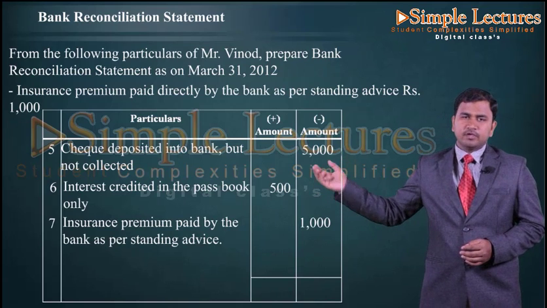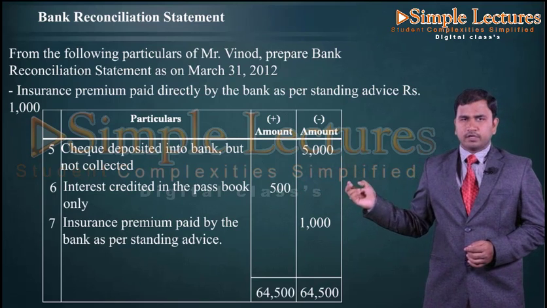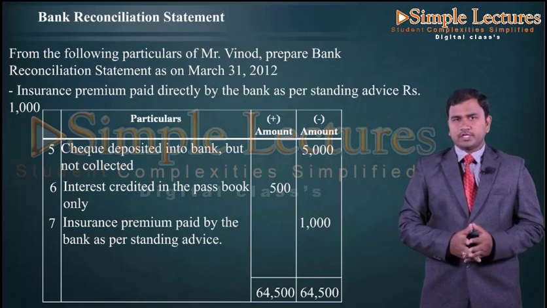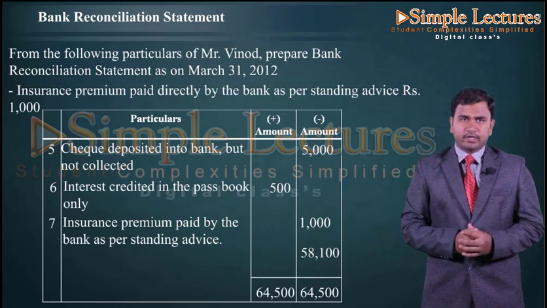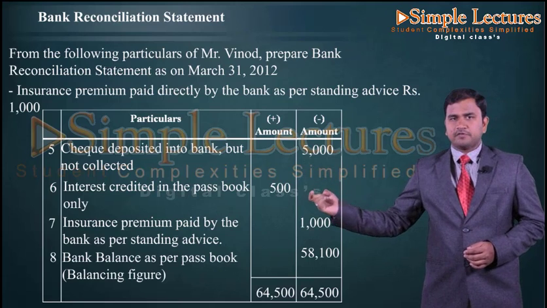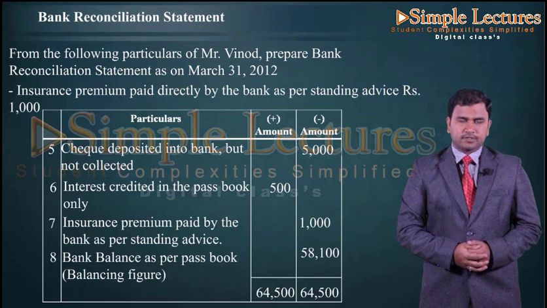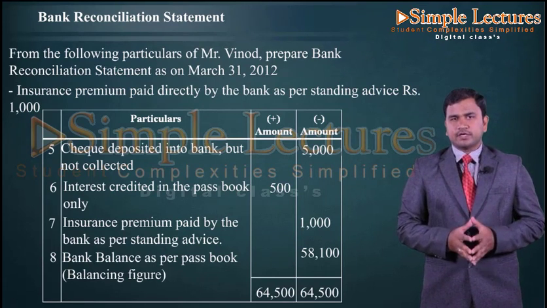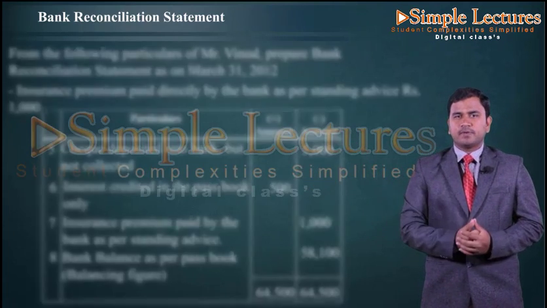Now after recording all the entries, we have to ascertain the balance, where we have the total in the positive amount column, which is 64,500. The same thing we take in the negative amount column, 64,500, then minus all the above entries we have recorded, and the difference will be 58,100. So that will be serial number 8, bank balance as per passbook, in brackets we can write balancing figure, which is 58,100. So here we are done with the bank reconciliation statement, which we started with the balance as per the cash book. At the end we are ascertaining the balance as per the passbook.